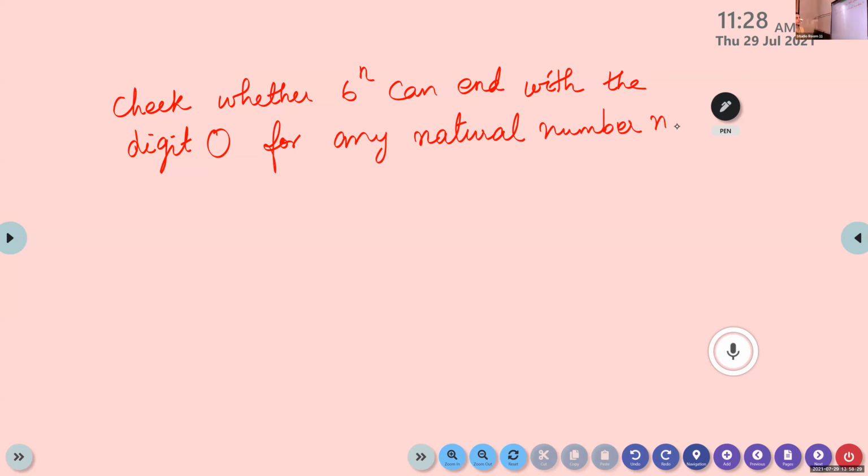Check whether 6 raised to n can end with the digit 0 for any natural number n. How to check this? Okay, we have to check whether 6 raised to n will end with 0 or not.